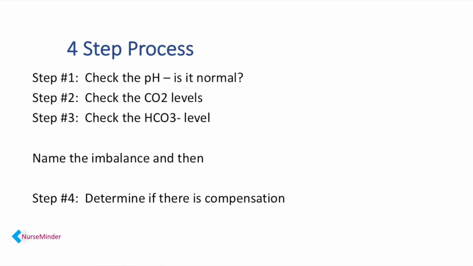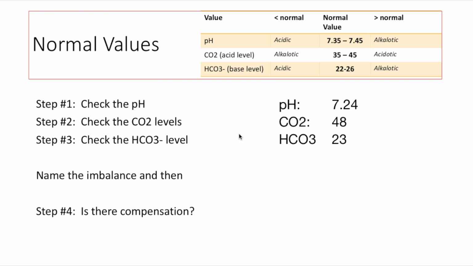Now we're ready for the 4-step process. Simple steps. First is to check each of those levels to determine if they're normal or abnormal, and if they're abnormal, which direction are they going? From there we can name the imbalance and determine if there's compensation. Let's work through this with an example. So let's take this example here, a pH of 7.24, CO2 of 48, and bicarb of 23. I'm going to use my table here to help me out.